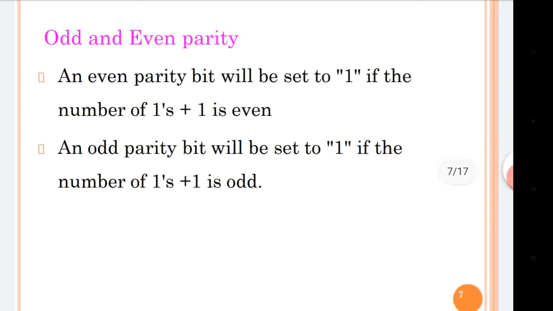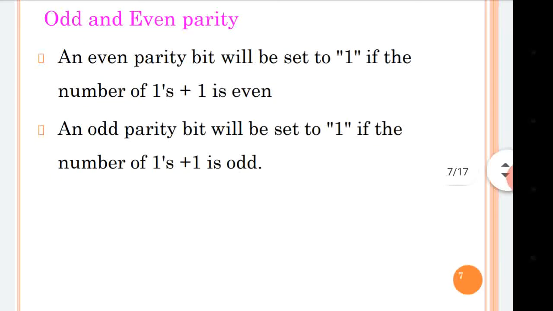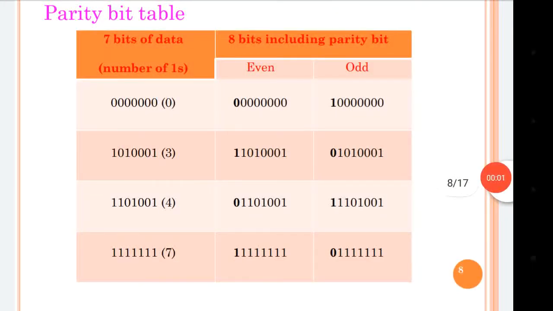Odd and even parity. The even parity bit will be set to 1 if the number of the ones plus 1 is even, and the odd parity bit will be set to 1 if the number of the ones plus 1 is odd. First subcolumn indicates even parity number and second indicates odd parity number.